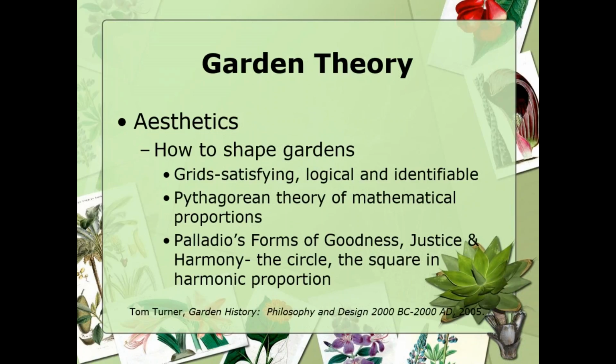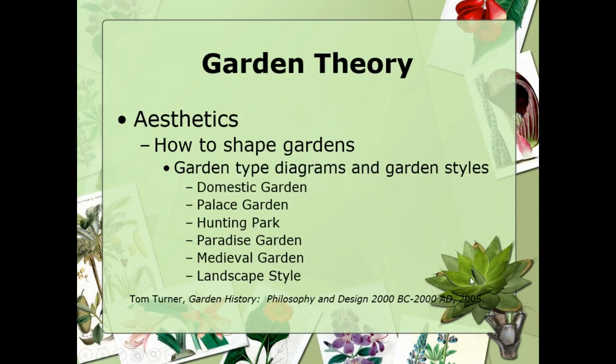Aesthetics: how to shape the gardens. A lot of times, especially as we're going to be looking at Chinese gardens, we'll see grid, satisfying, logical and identifiable, Pythagorean theory and mathematical proportions, and then Palladio's form of goodness, justice and harmony, the circle, the square, and the harmonic proportion. So there's much more thought probably placed on gardens, even in the earlier peoples, than we might have today and locally been accustomed to. Aesthetics, how to shape gardens: garden type diagrams and garden styles. So domestic garden, palace garden, hunting park, paradise garden, medieval garden, and landscape style.